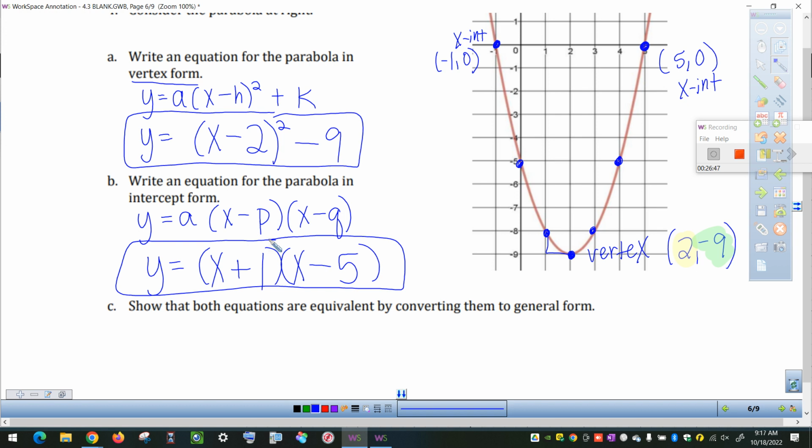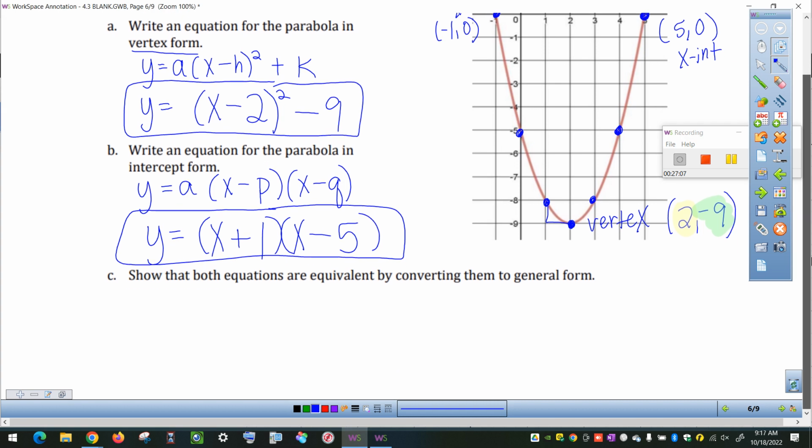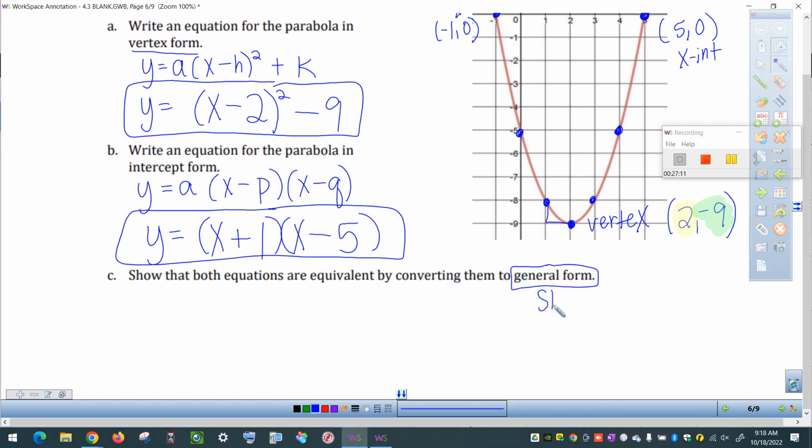All right, now here's what we're going to do in part C. So this step is kind of cool, because we're going to show that these equations are equivalent to each other by converting them to, when it says general form, that's another name for standard form. And standard form is ax squared plus bx plus c.